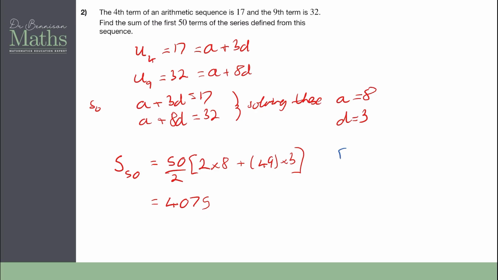So this is using the formula Sn is n over 2 times 2a plus n minus 1 d, where here we've got a being 8, d being 3, and n being 50. Okay, let's move on to our final example.